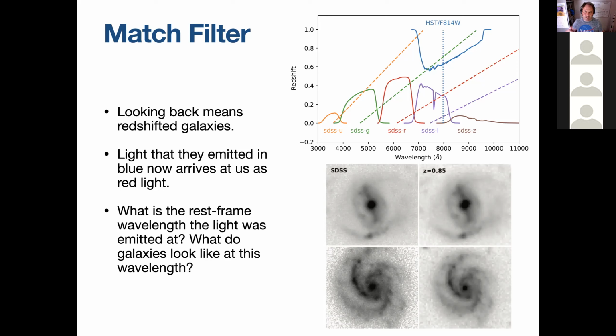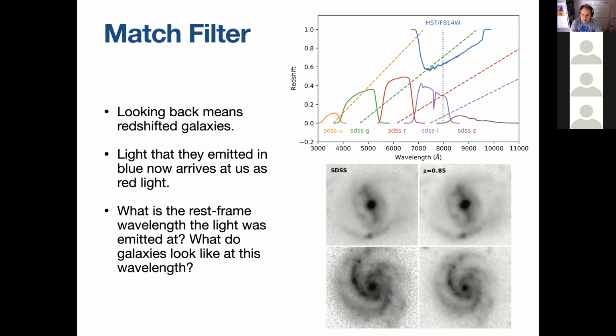So you have to remember that as galaxies are more distant, they are redshifted as the universe expands. So their light is redshifted by the expansion. It was emitted in SDSS-G in a blue filter, but by the time it gets to us, it is at a redder wavelength. It's been moved to the red.